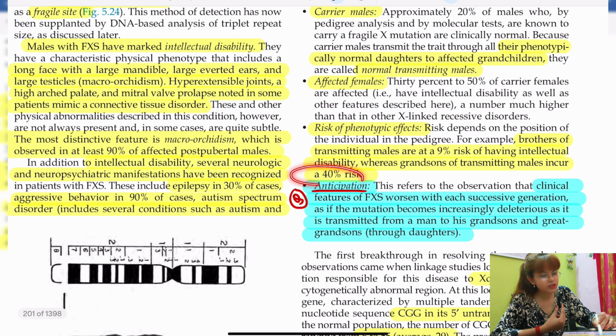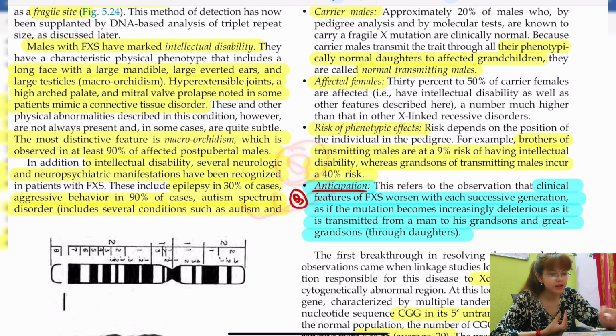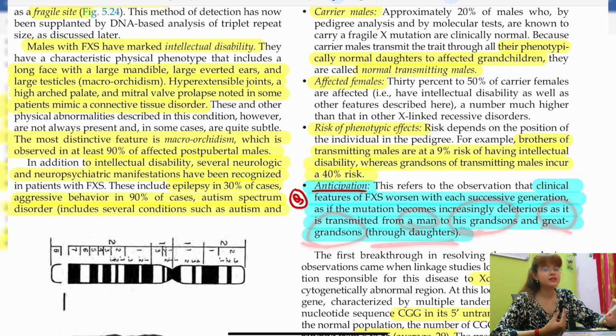Now, what is anticipation? Very important point. Fragile X syndrome shows this feature of anticipation. Very important MCQ. What is the meaning? The clinical features worsen with every successive generation, as if the mutation becomes increasingly deleterious as it is transmitted from a man to his grandson and great grandson through the daughters. So you understand, with every successive generation, these mutations are amplifying and the effects are becoming more serious. And this is what is called anticipation, seen in Fragile X syndrome.